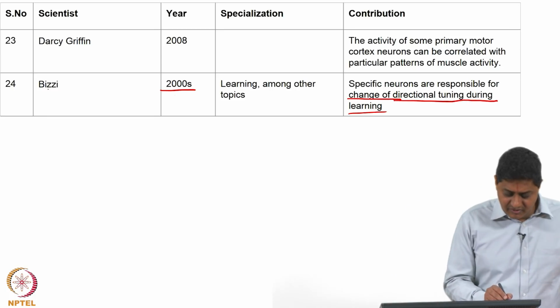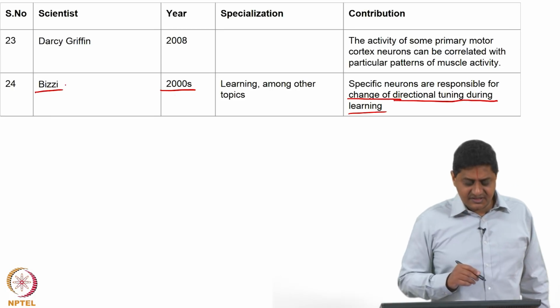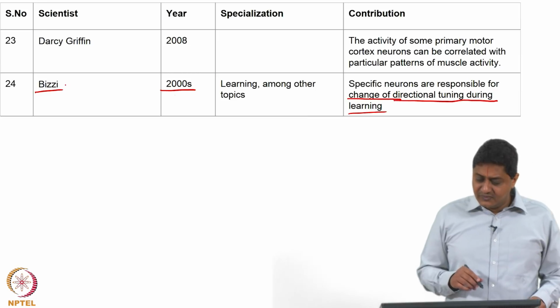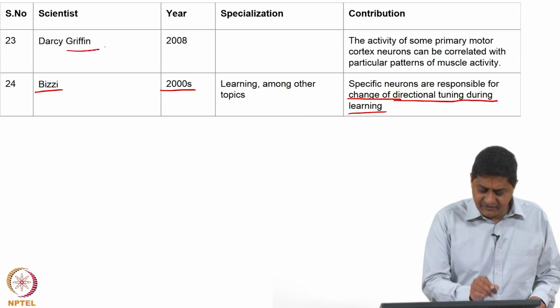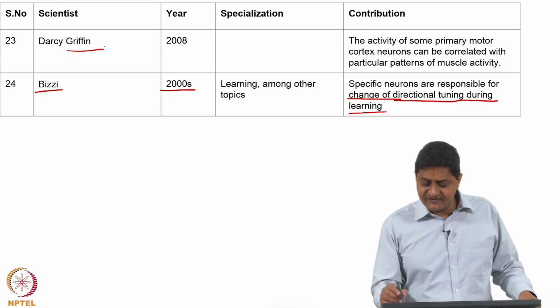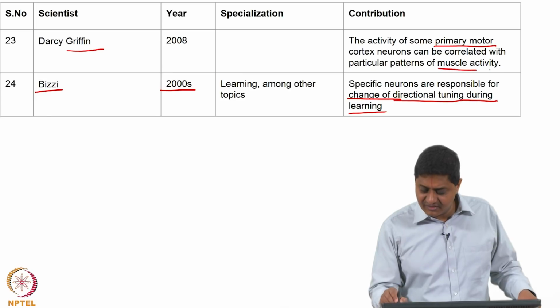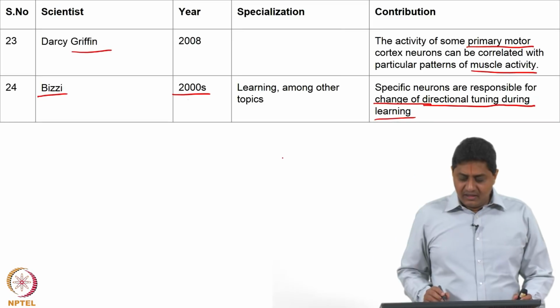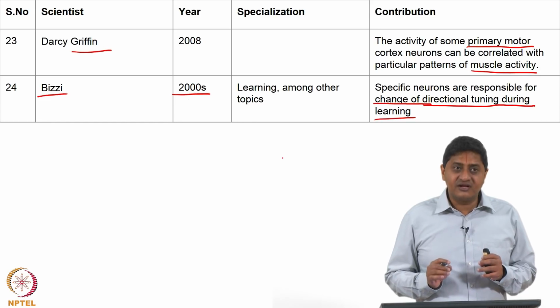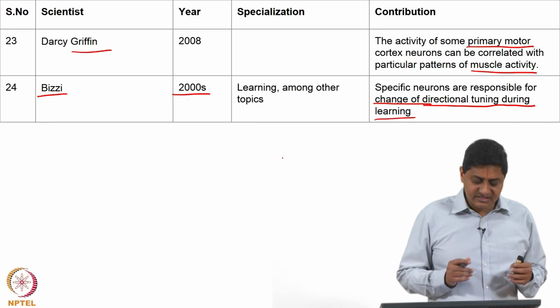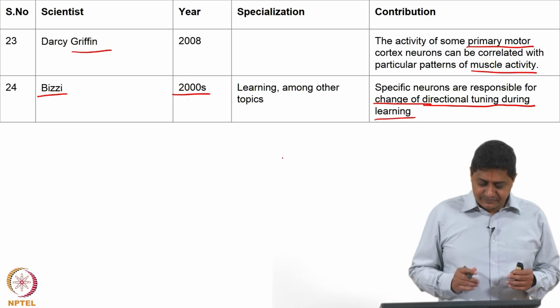So, this is the work of Beatsy that we discussed in one of the previous classes, and then also the work of Darcy Griffin, where he said that activity of specific M1 neurons can be correlated with specific patterns of muscle activity of specific muscles. So, this is a very brief summary of the work that we have discussed in the past several classes.